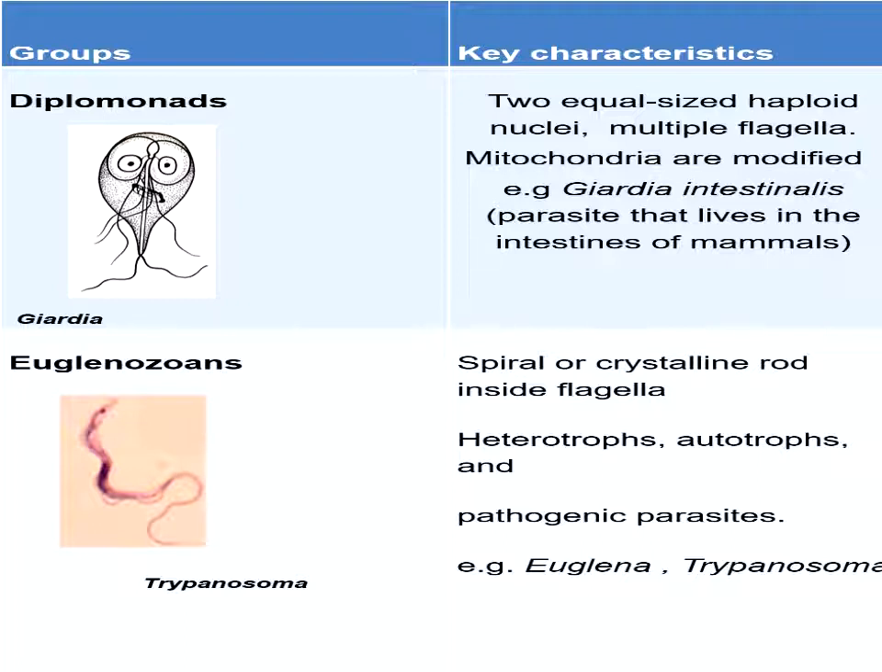Most euglenozoans are parasites. A good example is Euglena, and also Trypanosoma. Trypanosoma is a type of parasite that causes African sleeping sickness. It has a spiral or crystalline rod inside of the flagella.